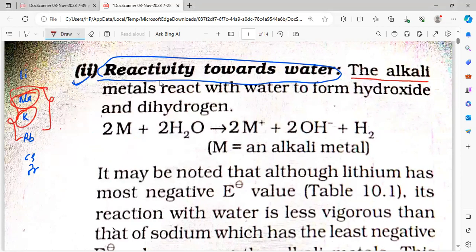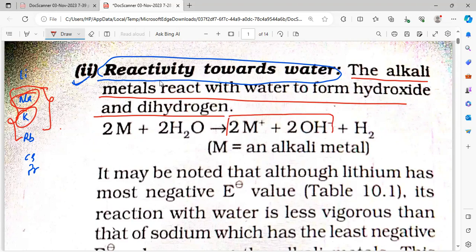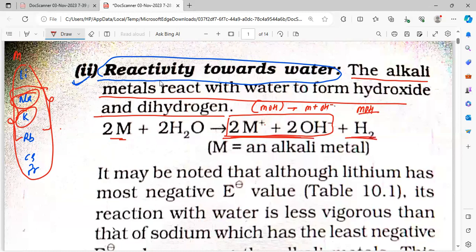So here you see, the alkali metals react with water to form hydroxide, and hydrogen gas is liberated. The hydroxide is ionic in nature. Taking M as any metal, lithium, sodium, potassium, reacting with water, it forms M plus and OH minus. Why are we writing this? Because in water, instead of MOH, it is present in the form of ions, M plus OH minus. If you write MOH, that is also not an issue. And hydrogen gas is liberated.